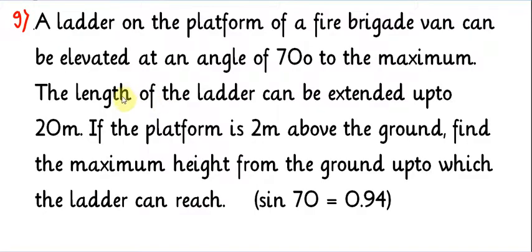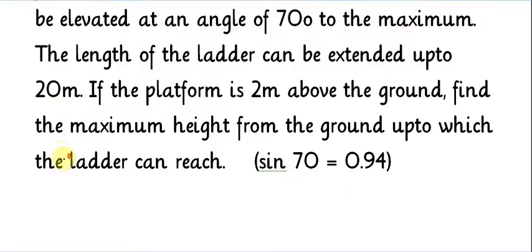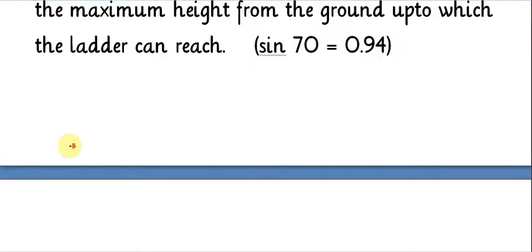Problem number 9: a ladder on the platform of a fire brigade van can be elevated at an angle of 70 degree to the maximum, and the length of the ladder can be extended up to 20 meters maximum. If the platform is 2 meter above the ground, so this is the height of the van, that is the platform of the ladder, 2 meter above the ground. Find the maximum height of the ground up to which the ladder can reach. So we have to find the height up to which the ladder can reach.